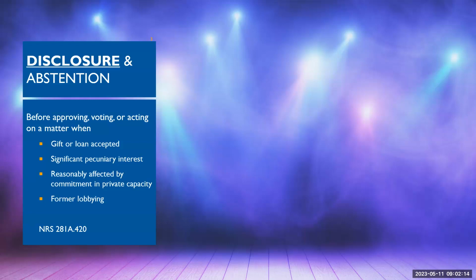As a public officer or employee, before approving, voting, or acting on a matter, you're required to disclose a conflict of interest if that outside relationship is based on a gift or a loan you received, you're about to take an act that benefits your own significant pecuniary interest, or the independence of a reasonable person would be affected by a commitment in a private capacity. It's that list of relationships under the ethics law. And there's one about former lobbying: if you used to be a lobbyist within the last year and now you're taking action on something you lobbied on, you have to disclose that conflict of interest.